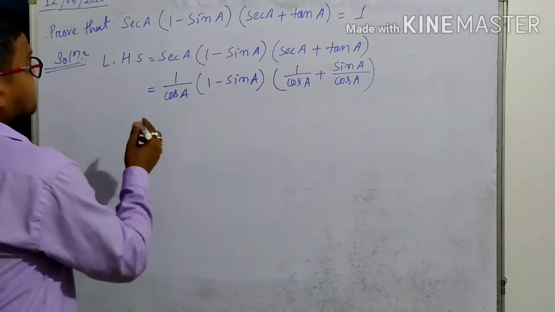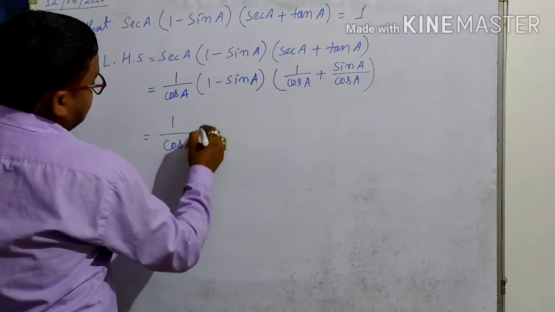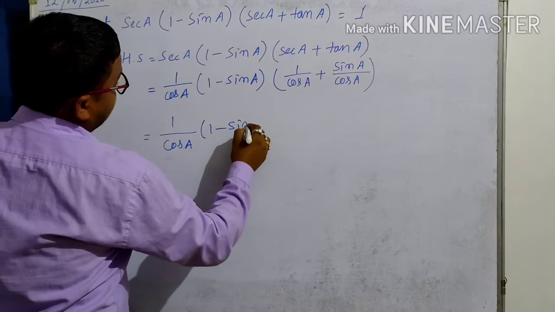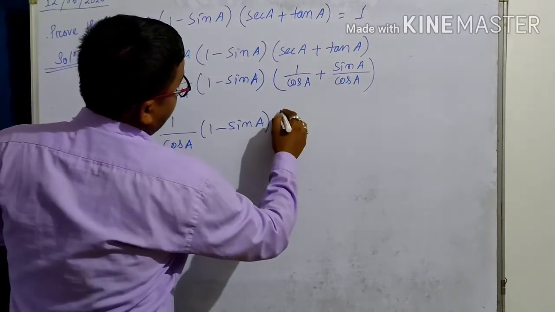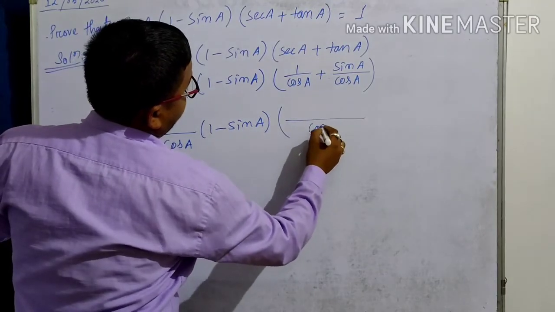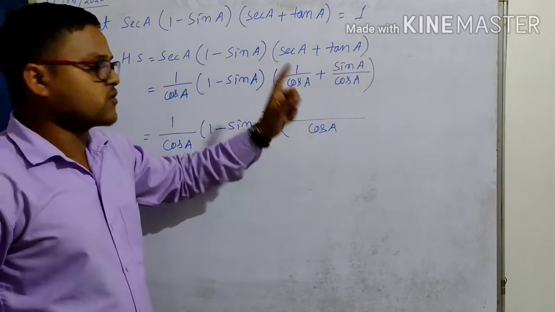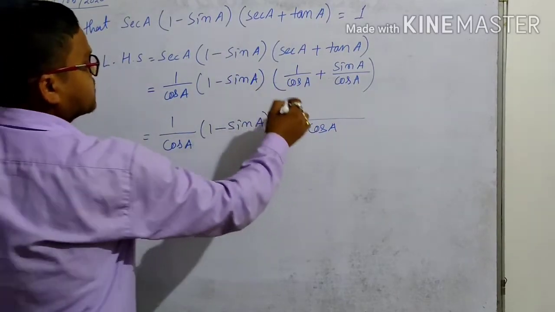So now you see 1 by cos a into 1 minus sin a. Now here what you have to do? You take the LCM, cos a, and you will get cos a. Now cos a by cos a you will get 1 into 1.